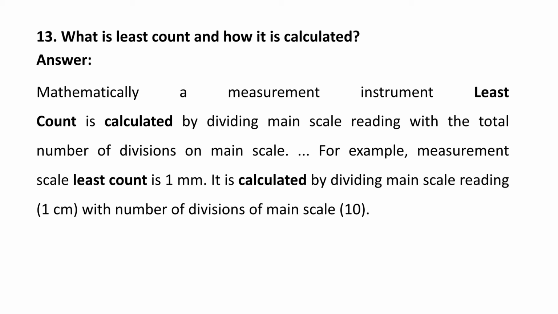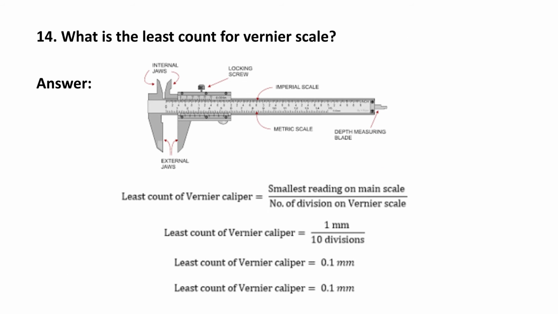It is calculated by dividing the main scale reading, that is 1 centimeter, by the number of divisions of the main scale. So 1 centimeter divided by 10, that is 10 mm divided by 10 divisions, you will get 1. So the least count of a scale is 1 mm. Next question, what is the least count for vernier scale?